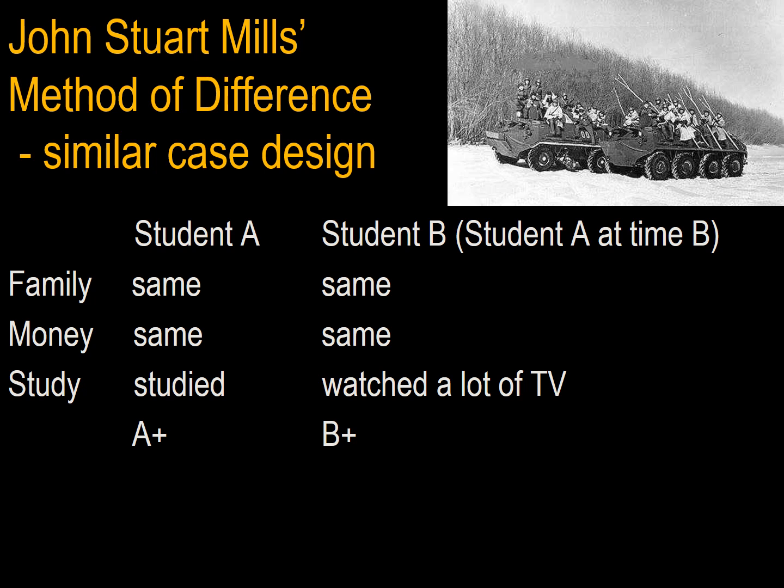So we've got student A and student B. Or we could have student A at an earlier time, right? So it could be the same student at a different time or a different student. So we look at their family structures and they're the same. So that can't explain the difference in their final grades of A plus versus B plus. We look at their money, the money's the same. And we notice that student A studied a lot and student B spent a lot of time watching TV. And that explains the difference in their grades.